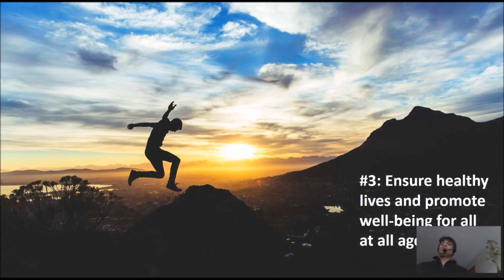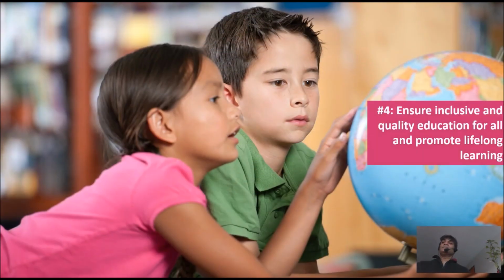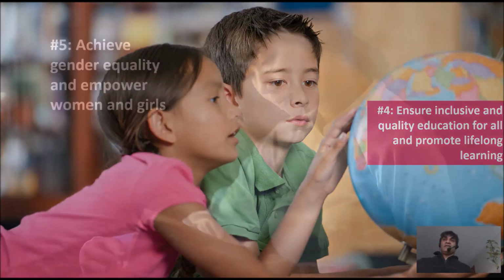Number 3, ensure healthy lives and promote well-being for all at all ages. I'm not sure what that means. What does it mean to ensure healthy lives? It could mean to ensure happiness, to ensure physical activity. I'm not sure. Number 4, ensure inclusive and quality education. All right, so now it's not just about primary education. It's about all kinds of education.